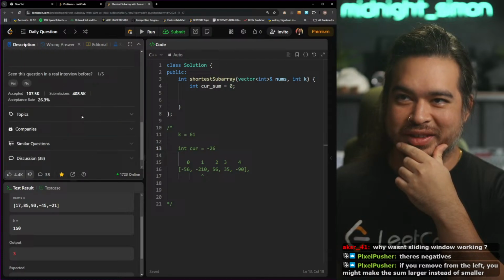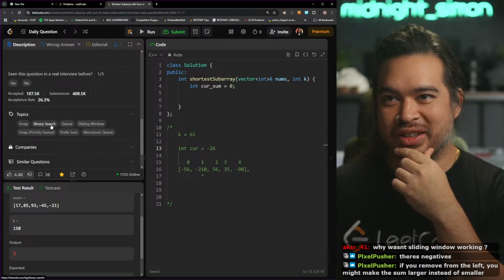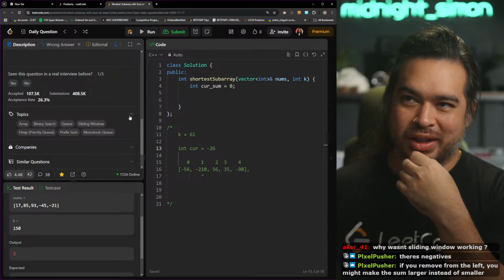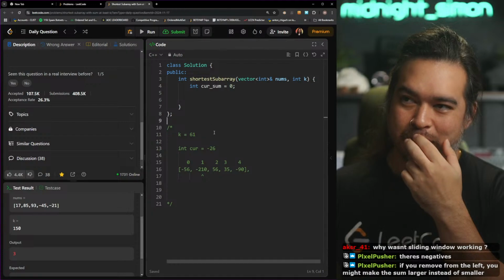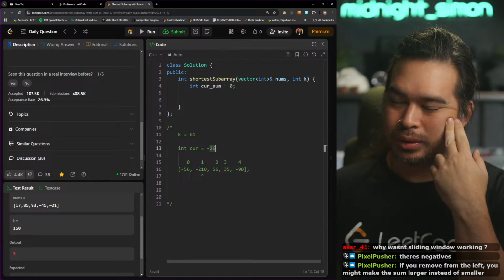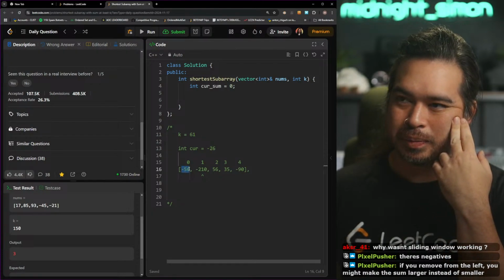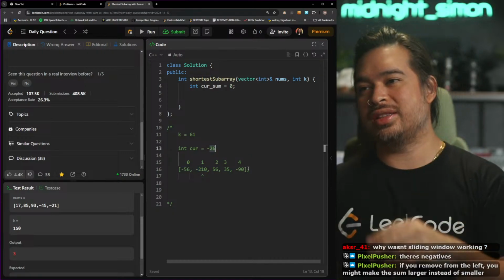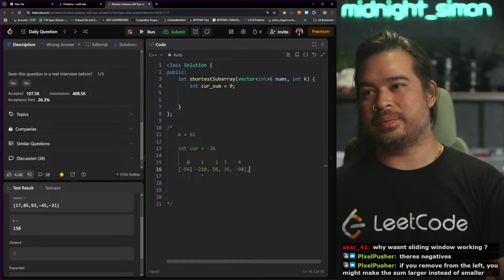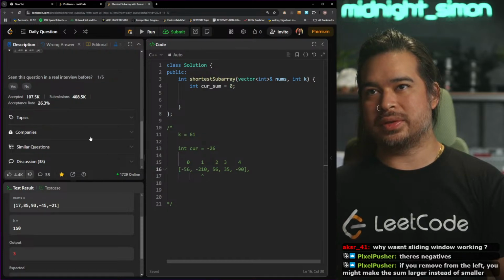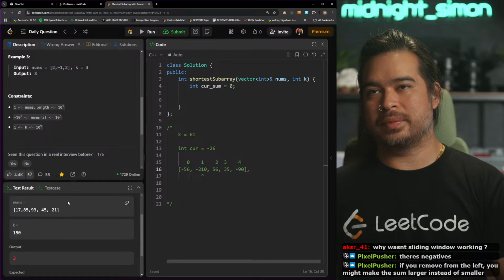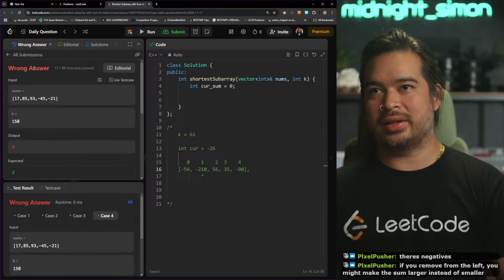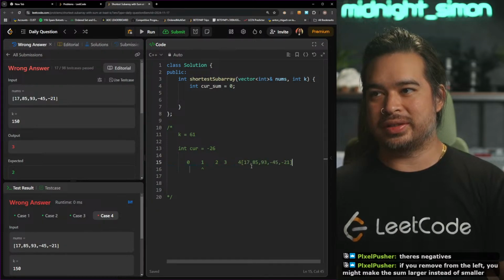I'm gonna look at the topics. Binary search, prefix sum. Oh shit. Monotonic queue. Prefix sum was also going through my mind, like in the 2-pointer type of way. But how do you chain these things together, man? So prefix sums. Jesus. Let me look at this solution.